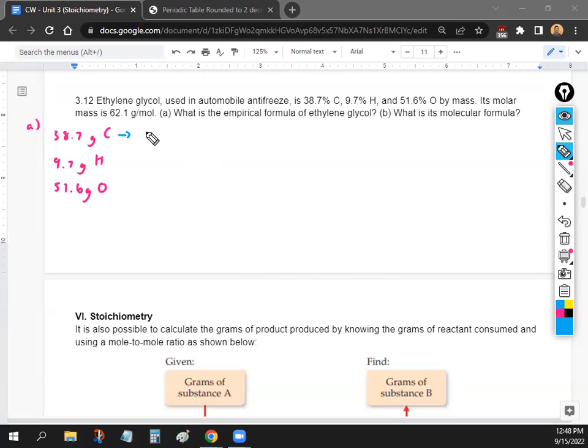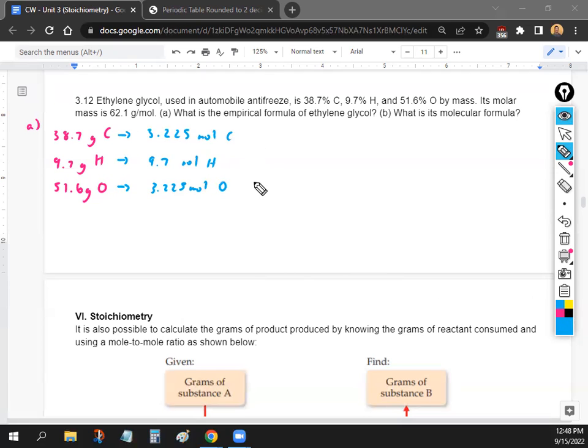Okay, so carbon is going to become about 3.225 moles of carbon. Hydrogen is going to become exactly 9.7 moles of hydrogen. And oxygen is going to become 3.225 moles of oxygen. Okay, so far so good?